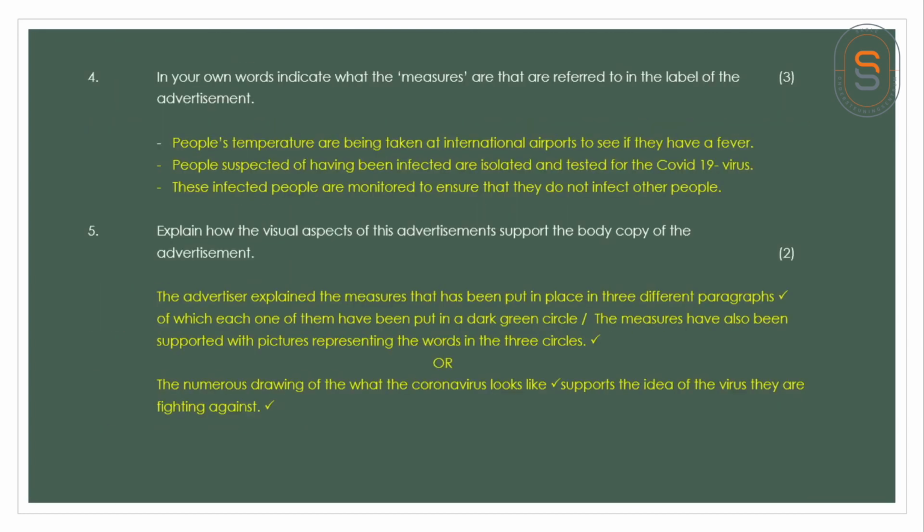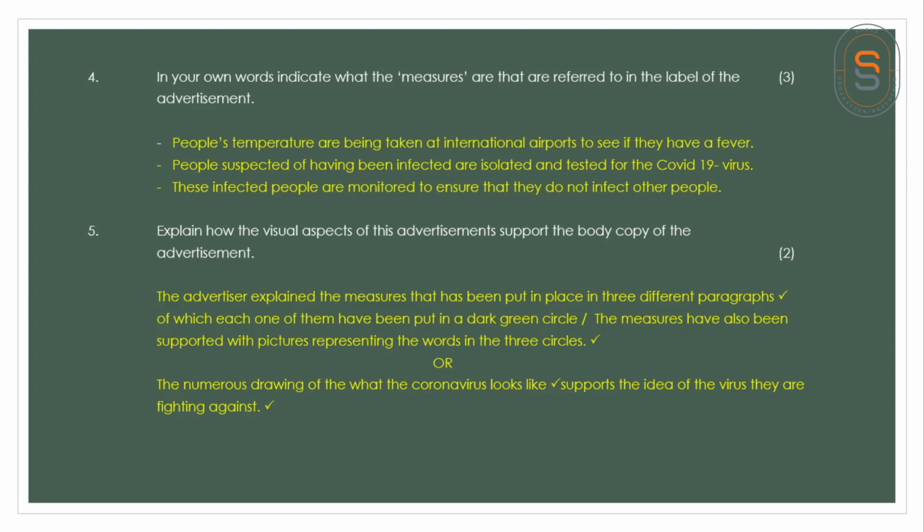Then number 5, explain how the visual aspects of this advertisement support the body copy of the advertisement. They will always ask you a question like this. It's about the visual aspects. Immediately, visual means picture. Support the body copy means the words. So how does the two support each other? In other words, how does the picture fit with the words?